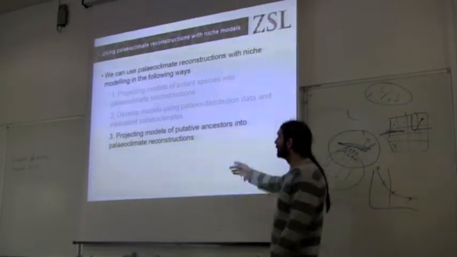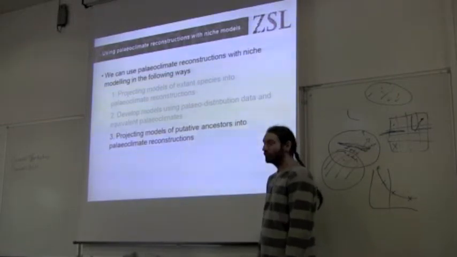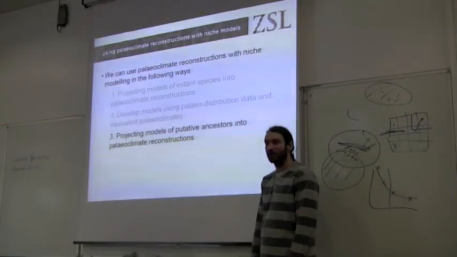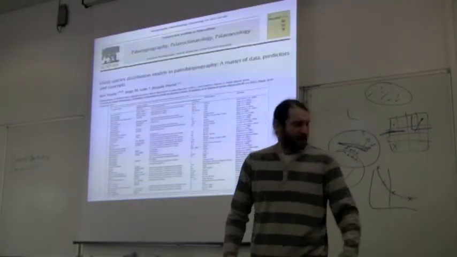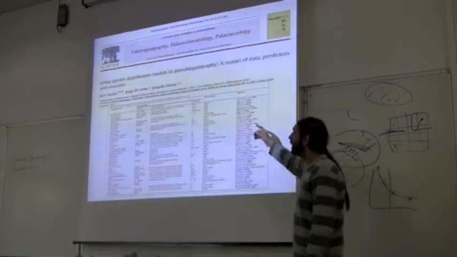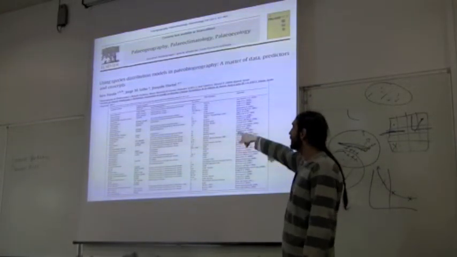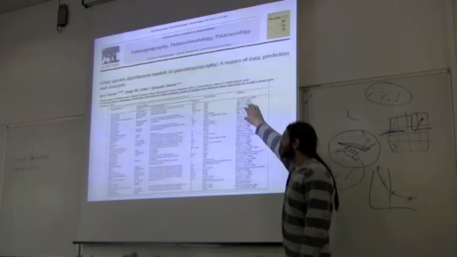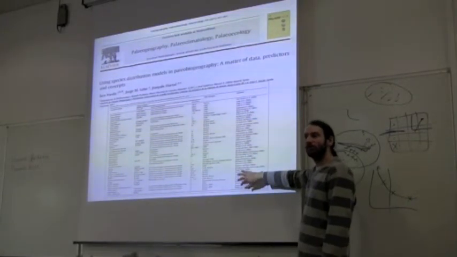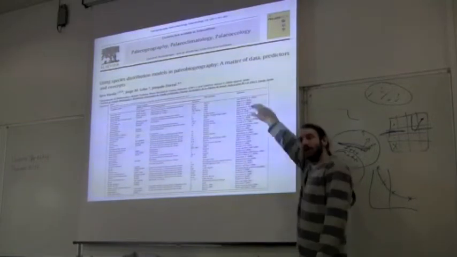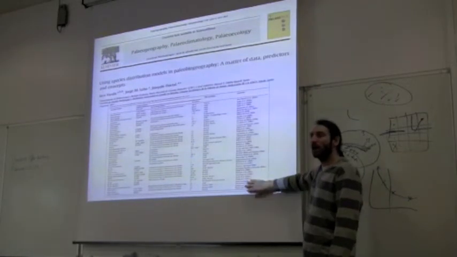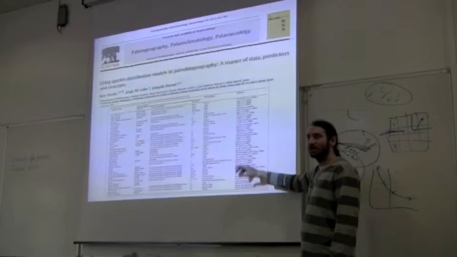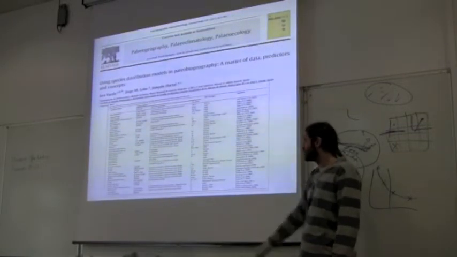Okay, and finally, projecting models of putative ancestors into paleoclimate reconstructions. That's the subject for this afternoon, because that takes a lot longer to explain. Finally, there's this nice review paper by Sarah Varela, Jorge and Joe Pippelkamp that lists some examples of studies that have done niche modelling using paleoclimate reconstructions, and they summarise these studies, so this is a good source of references if you're interested in these things.